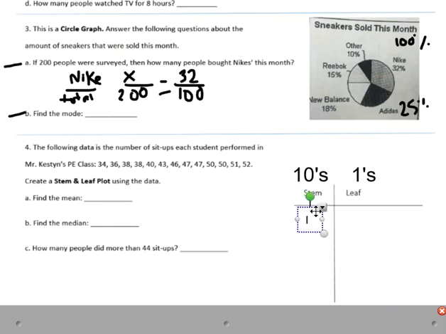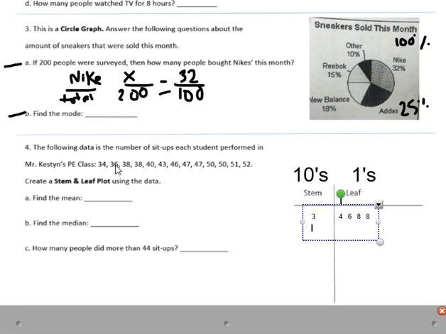Okay, so let's take a look at our first number. We've got 34. So the 3 is going to go here in the tens place. And then our 4 is going to go in the leaf or the ones place. Now you just have to put a little bit of space in between for your next number. Your next number is 36, so we're going to put a 6 behind the 4. Your next number is 38, so we've got an 8. And we do have two 38s, so we do need to include both because they're important in finding the mean and the median, which we'll be doing in a second.